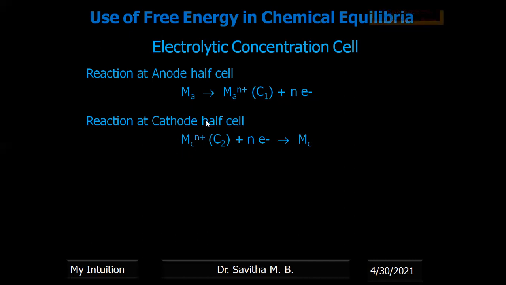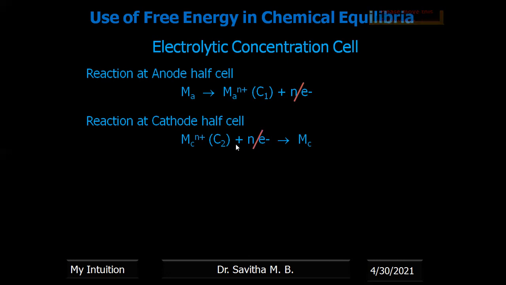For convenience, the concentration of the metal ions at the cathode compartment is denoted as C2. The 2 is just to make a difference that it is the metal acting as cathode. So the metal ions go near the electrode, accept the electrons coming from the anode compartment, and then get reduced to metal. Now the overall net cell reaction: the n electrons will be cancelled.